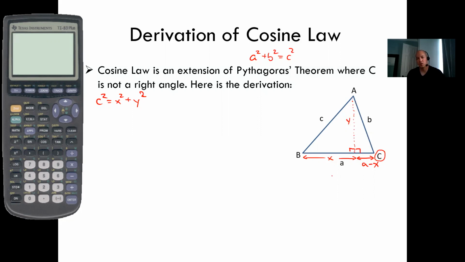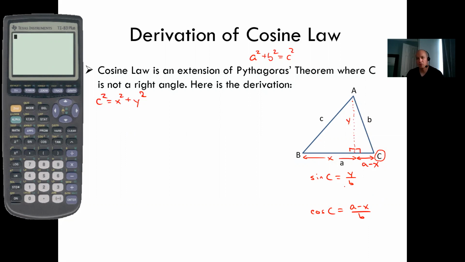The first thing I'm going to do is, I don't actually want x and y, I'm going to replace those. I'd rather have a's, b's, and c's because that's what we were originally given. So I'm going to write that sine of capital C is equal to opposite over hypotenuse. So this will be y over b. And I'm also going to write that cosine of capital C is equal to the adjacent side, which is a minus x. That doesn't look like it's going to be very good, but don't worry, it'll all work out. And then divided by the hypotenuse, which is b.